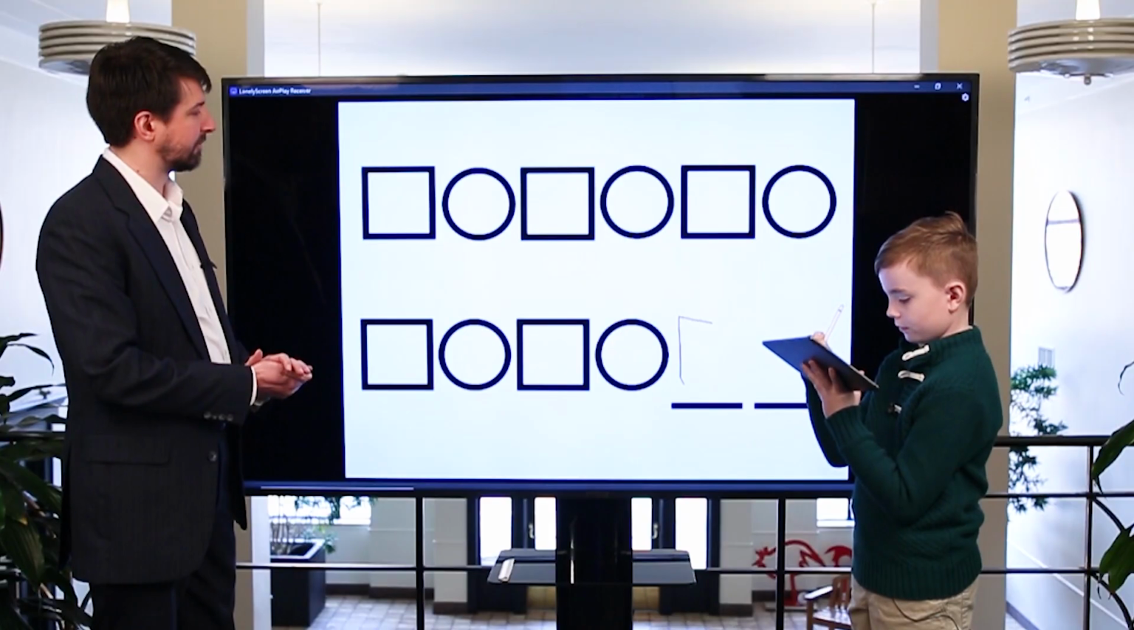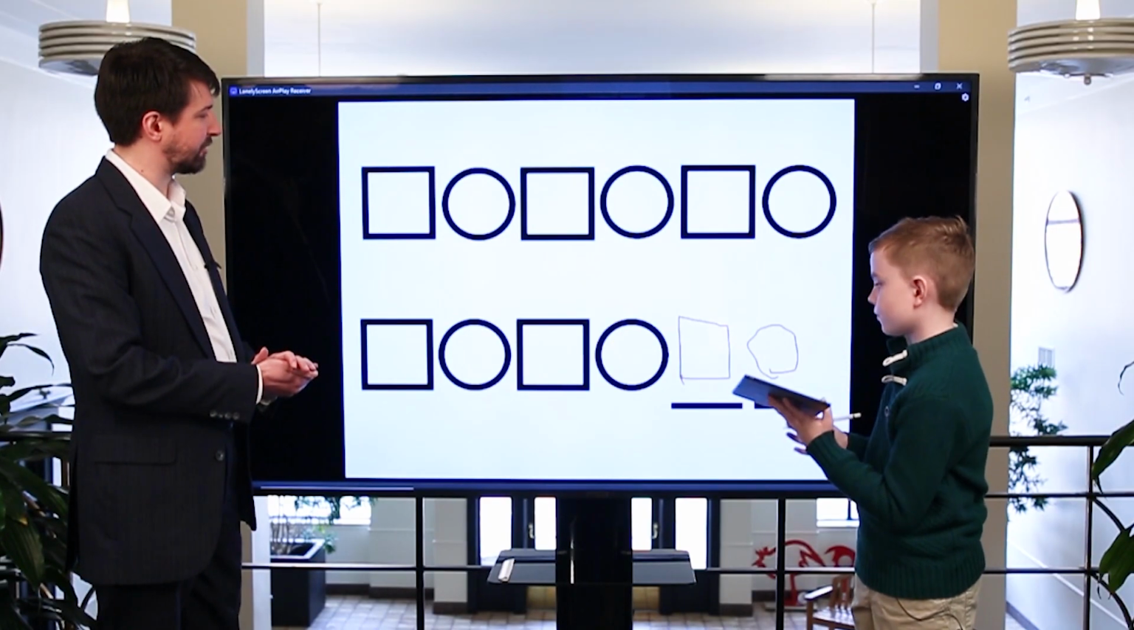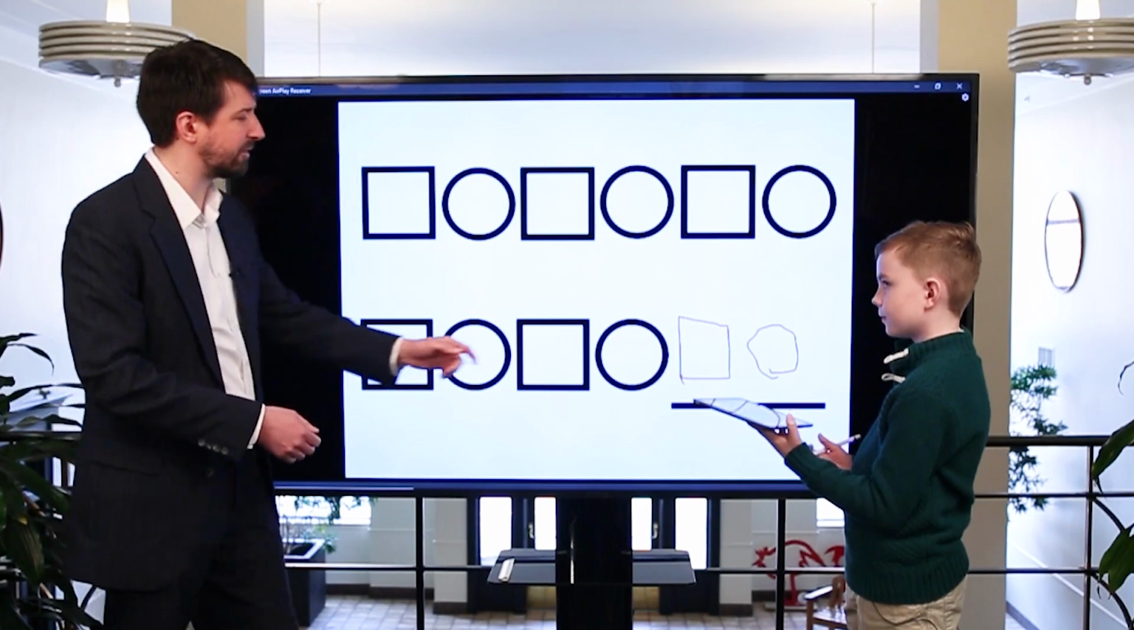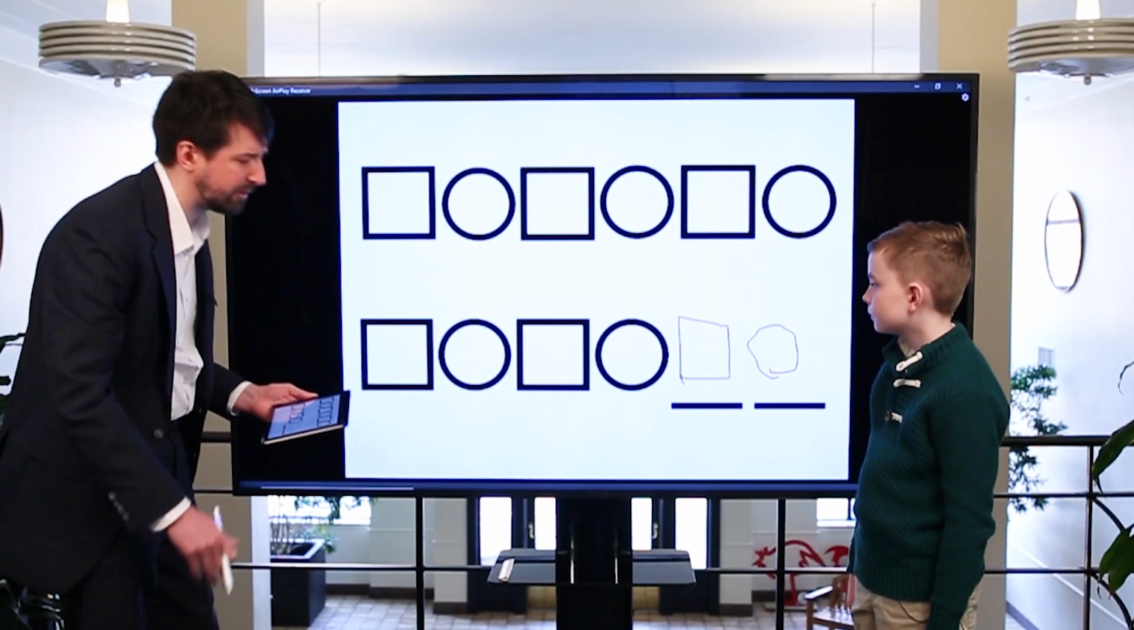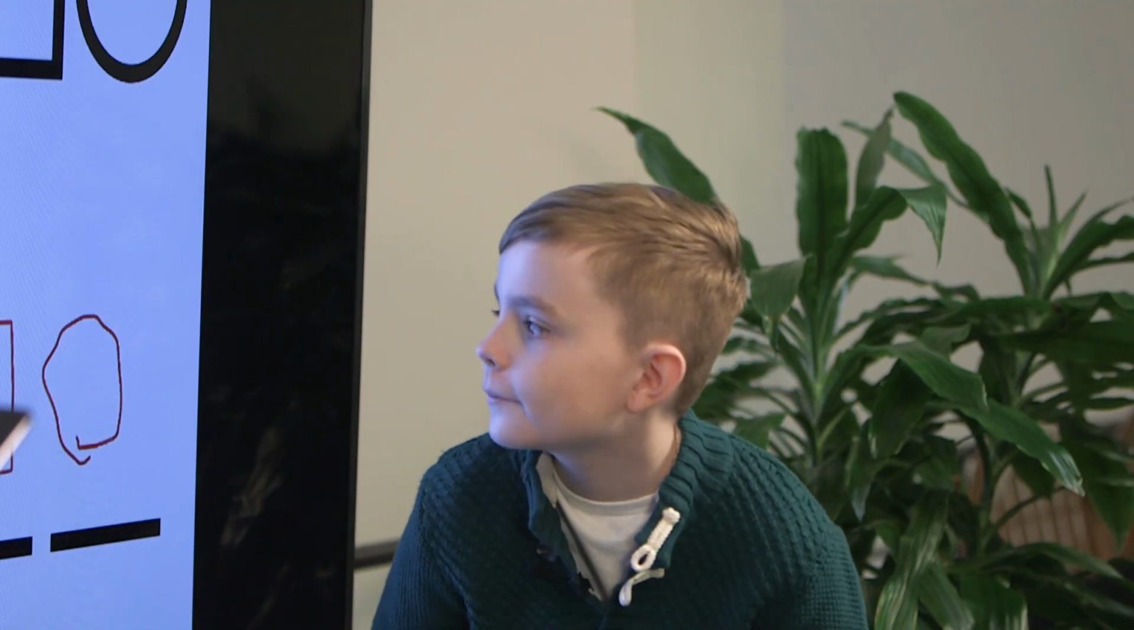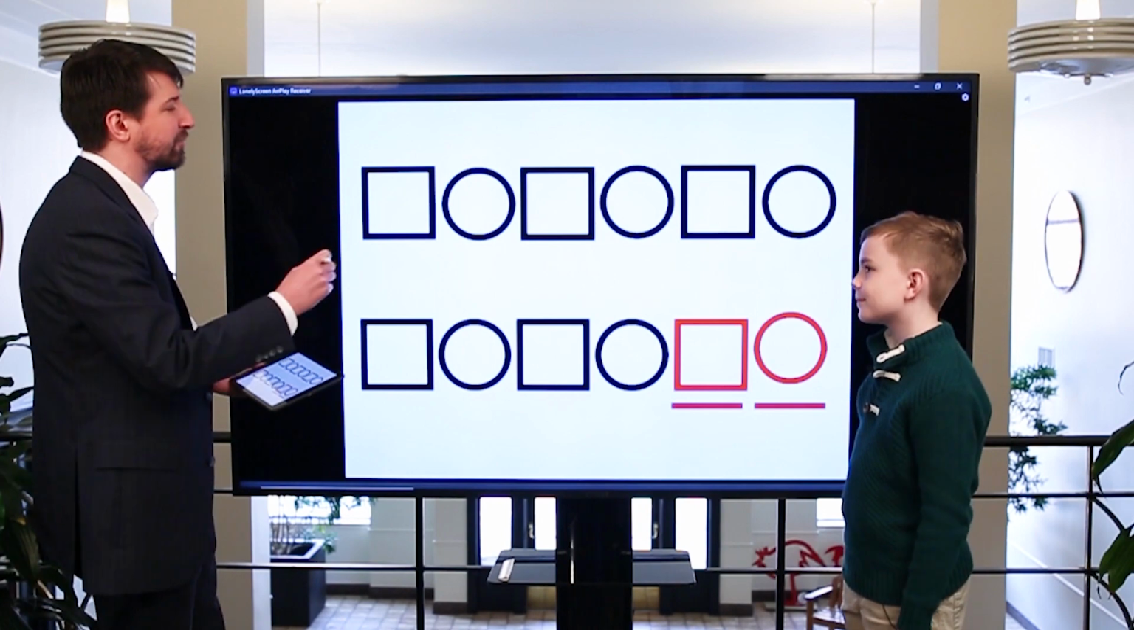Go for it. All right, we've got a square and then a circle. All right, let's see if you got it right. Okay, Seth, can you do a little drum roll on your pants there? Perfect. All right, here we go. And the correct answer is a square and a circle. You nailed it. Now, Seth, how did you know that the next items were a square and a circle?